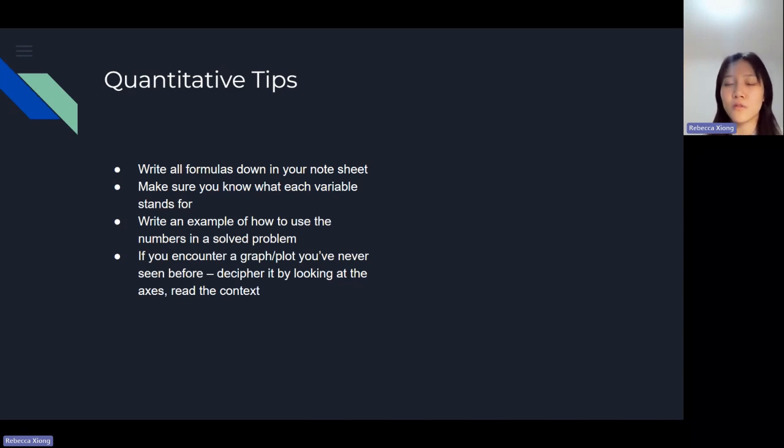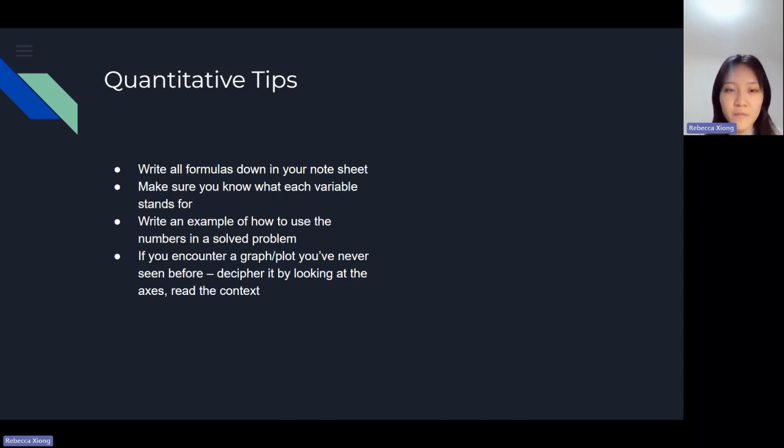So you can always know how to do it, or if it's not as direct as just plugging in, how to reverse engineer an answer that you need. And if you encounter any sort of plot or graph you've never seen before when you're taking an exam, I recommend looking at it and figuring it out first by just noting the axes and any context provided.